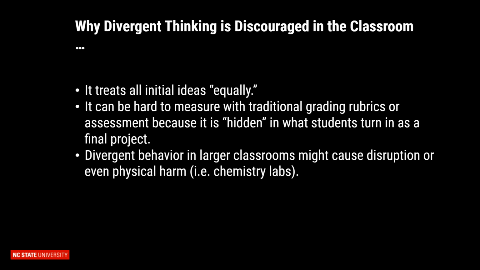Divergent thinking is often hard to measure because it is hidden in what students turn in as a final product for assessment. And this is why the reflections of work we've introduced earlier in this program are emphasized, because they allow you to see this hidden thinking as well as the risks that students took. And finally, divergent behavior in larger classrooms might cause disruption or even physical harm. Think about a chemistry lab. Therefore, we also expect our students to display good judgment or convergent thinking strategies so that they can make the best decisions.